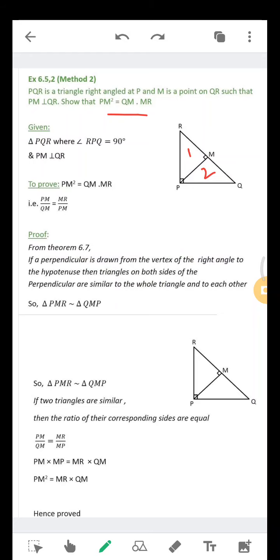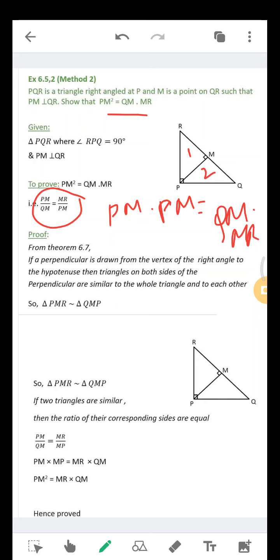So we have to prove PM square is equal to QM into MR. If I split it, then I get this ratio. I can write PM square as PM into PM is equal to QM into MR. So I can get this ratio PM by QM. I can bring this QM into the denominator. PM by QM is equal to MR by PM also. So both the things mean the same.